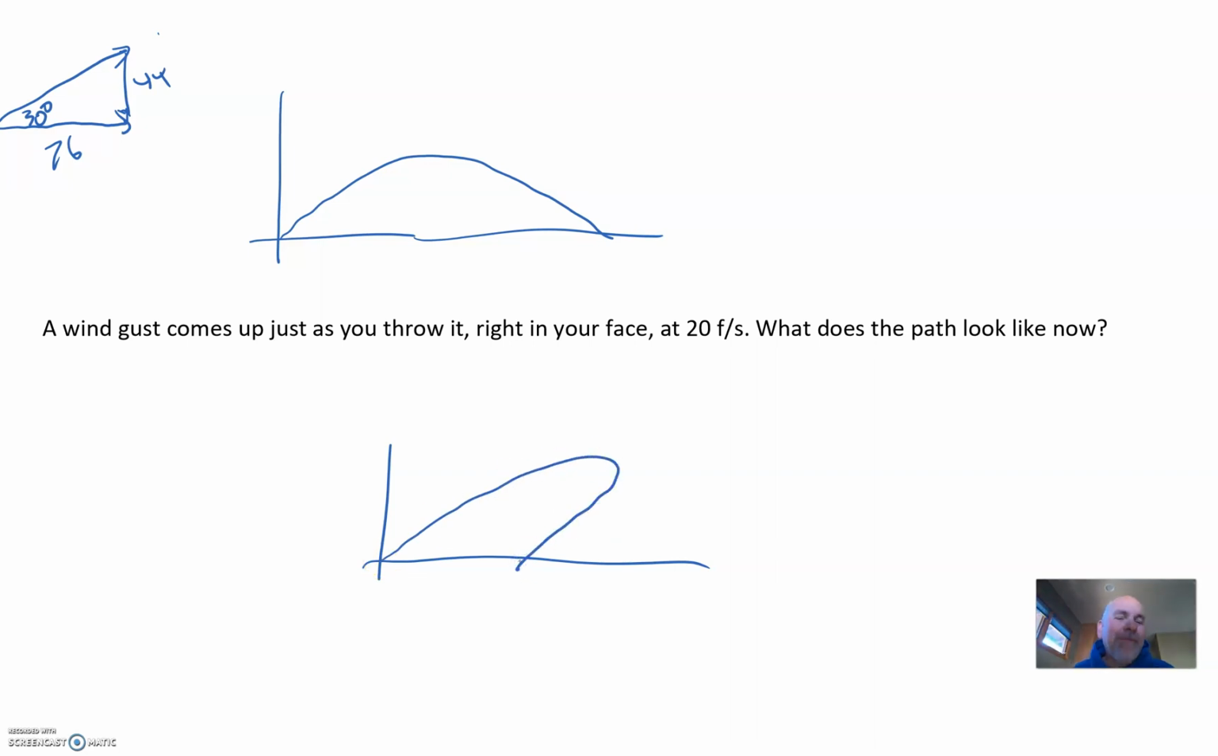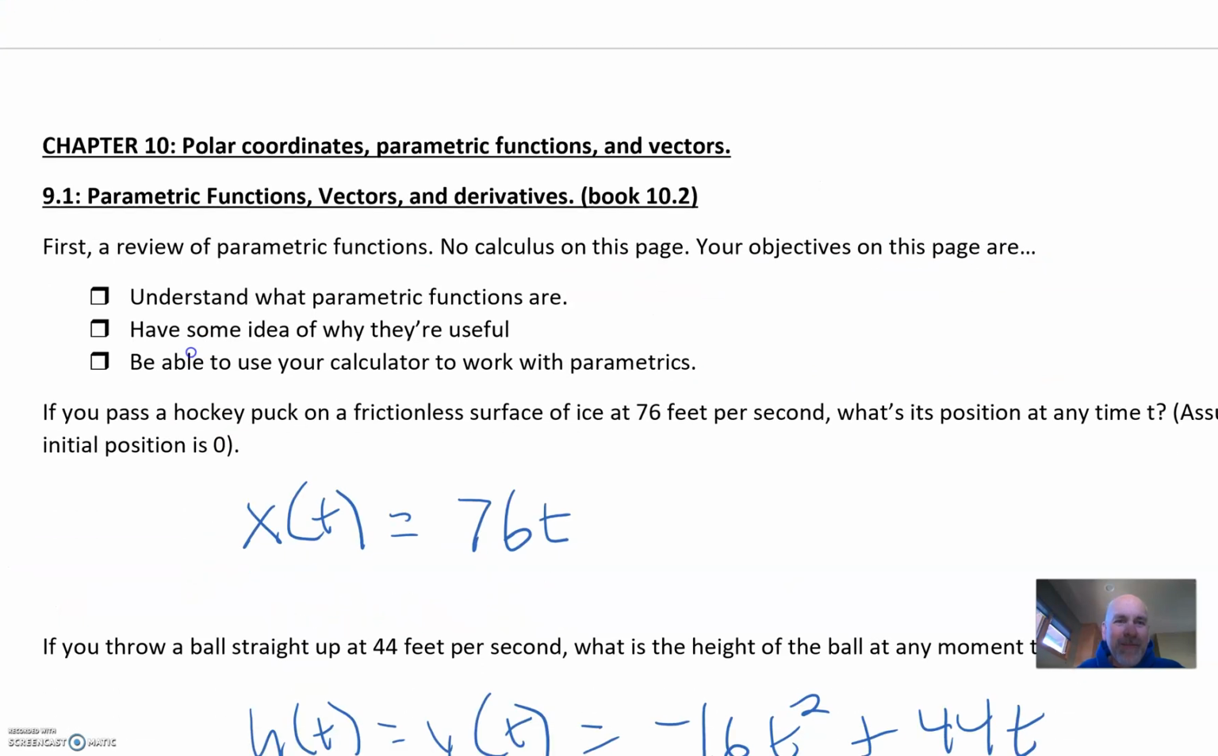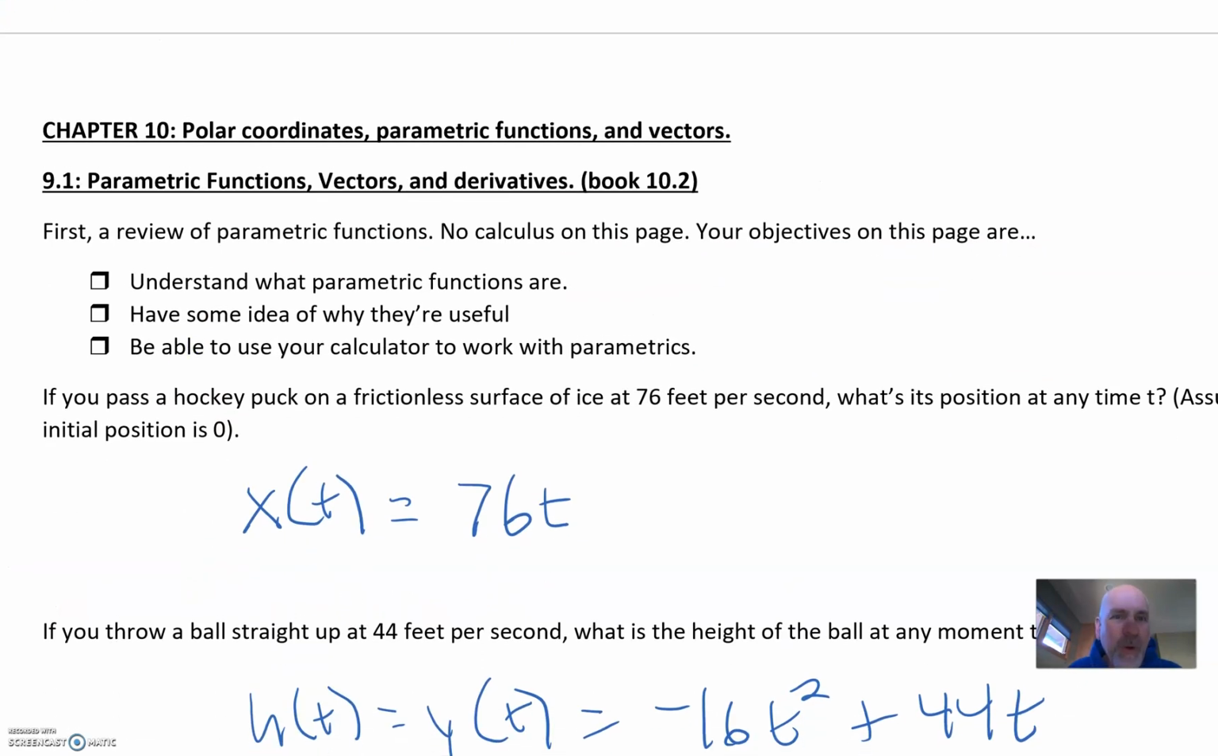All right. So going back to what the purpose of this was, I wanted to review for you what parametric functions are. They're functions defined by x and y as functions of some other variable, typically t, because that's like time passing by and you're watching something happening. So that's what parametric functions are.